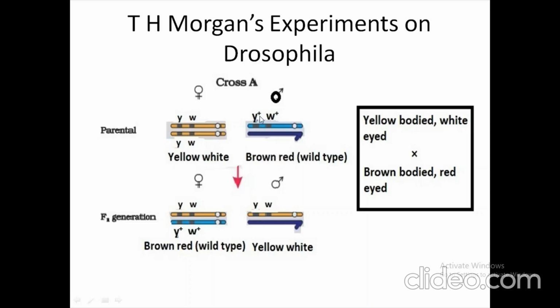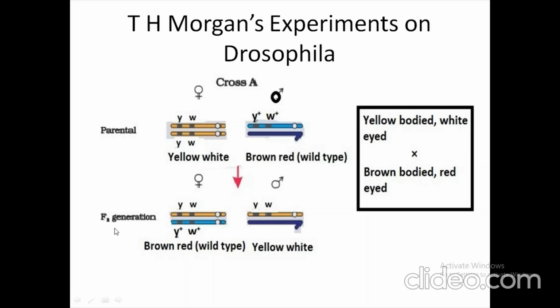Now here the allele Y plus is dominant, and it controls the wild, brown body color character. The allele y is recessive, and it controls the yellow body character. Similarly, the allele W plus is dominant and controls the wild red eye color character, and the allele W is recessive and controls the white eye character.